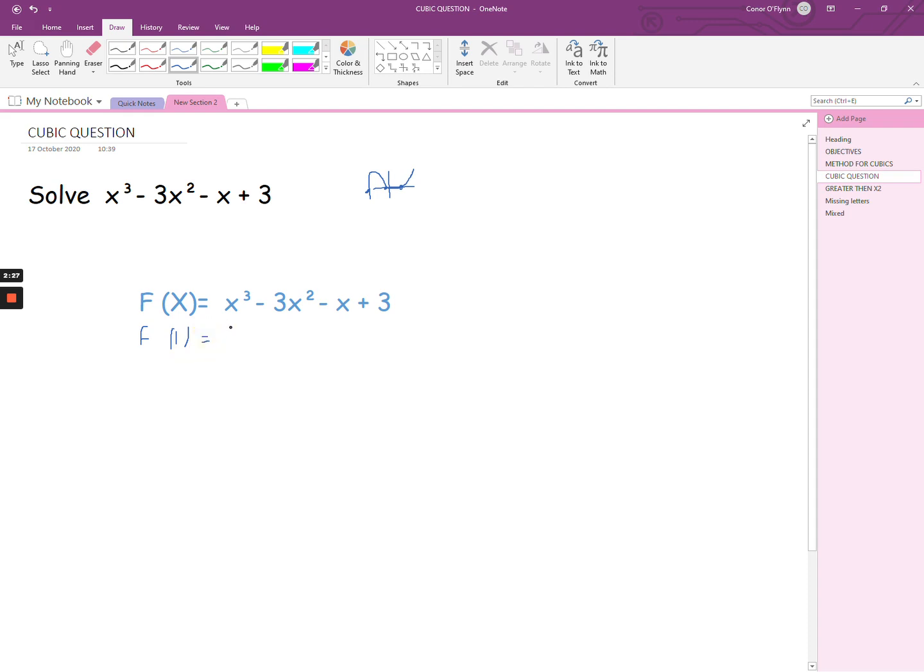So 1 cubed, let's set it up here and see what we get. We sub it in. I substituted 1 in for x. You could start off with -1, it's up to yourself which number. Generally 1 or -1, pick one or the other and see what we get.